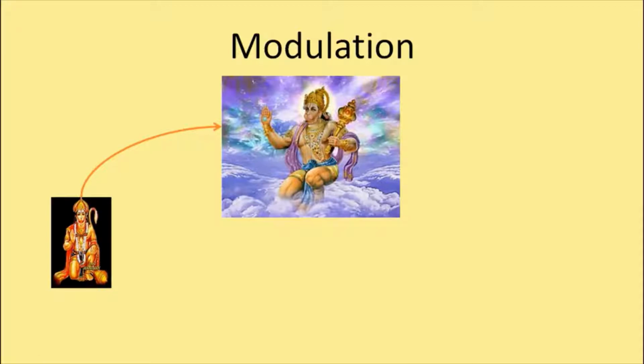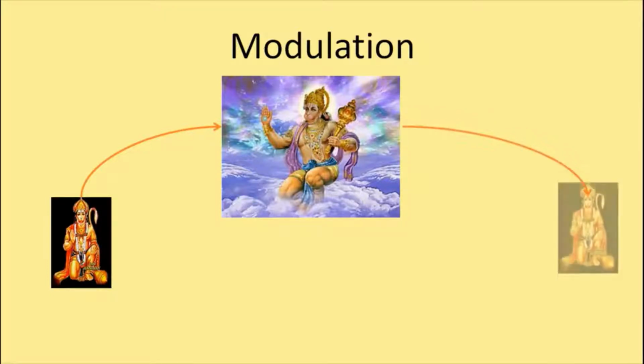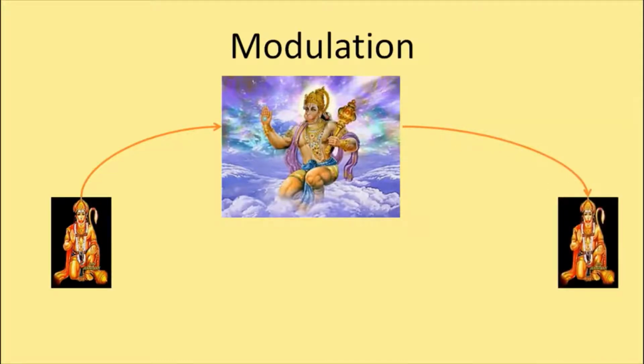Now students, Hanuman flew all the way to Lanka, and once he reached Lanka, before he could present himself in front of Sita, he came back to his original size, that is his normal size. This process is nothing but demodulation, students. So modulation is undergoing the change. Undoing that change is demodulation. This is all about modulation and demodulation.